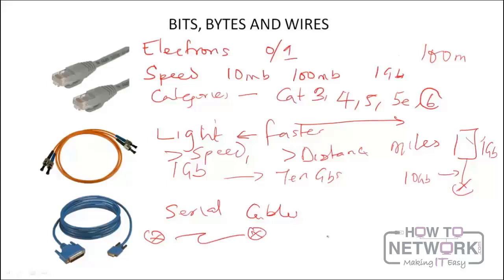A serial cable is very slow compared to other kinds of cables. You could have a serial cable as low as 64K. You have higher speed like 256K and things like that. When I say 256K, I mean 256 kilobits. I will talk about that in a second. So we use serial cables for voice implementation. That's why you have T1 lines, E1 lines, and things like that.